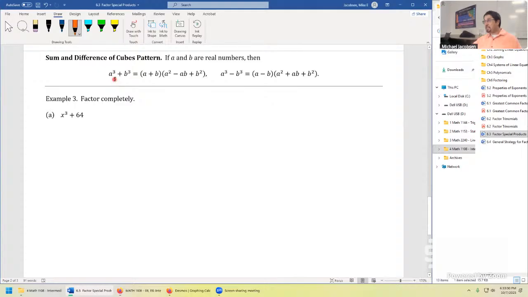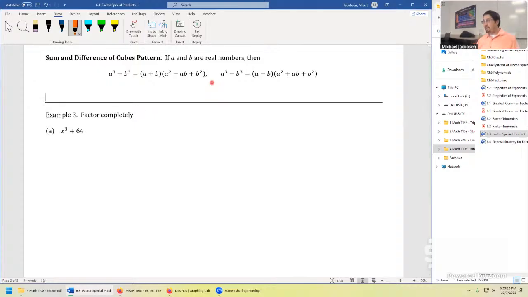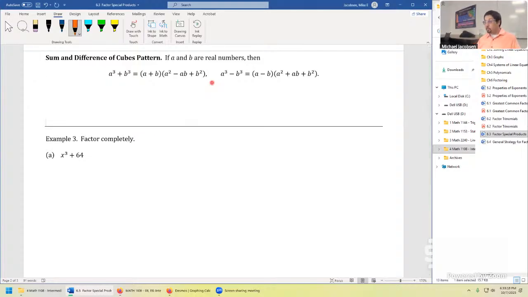A cubed plus b cubed will always factor as a plus b times a squared minus a times b plus b squared. And likewise, a cubed minus b cubed factors in this related pattern. This is kind of weird, so we should justify it by multiplying just to show how the formula works. Then we'll try it out with some examples down below.